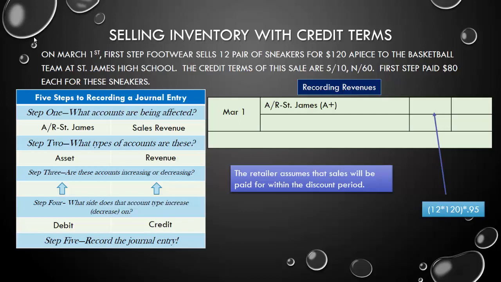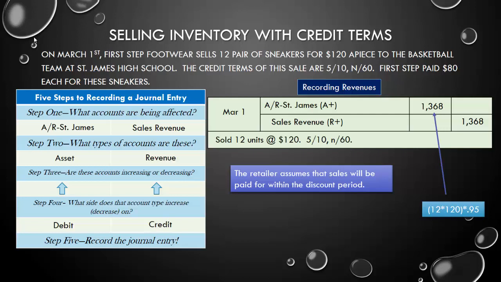Well, if we take the number of sneakers that we're selling them, which is 12, and multiply it by $120, we would get the full amount that they could pay. But we're assuming they're going to get a 5% discount, which means they're only going to give us 95% of that. And if we take 12 times 120 and multiply it by 0.95, we get 1,368. So we are assuming in this case that St. James High School is going to take their 5% discount and only have to transfer to us $1,368. That is the amount of revenue we're going to record at the time of sale.